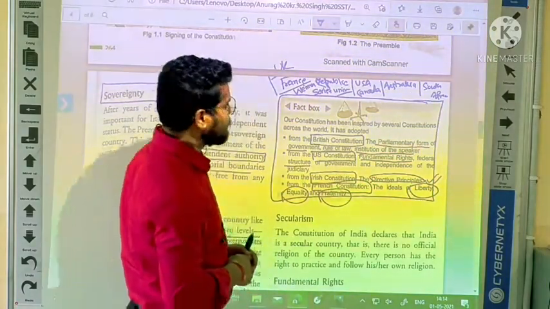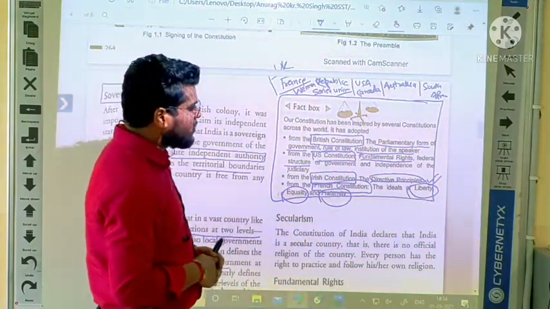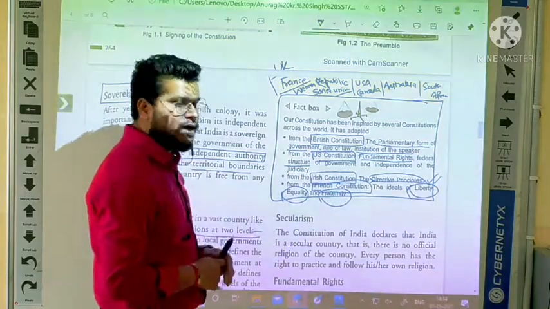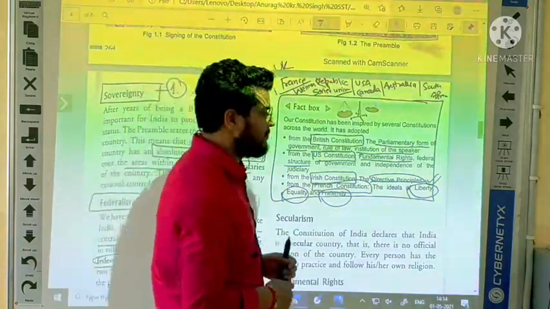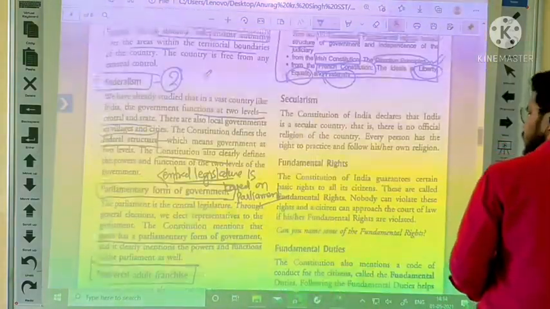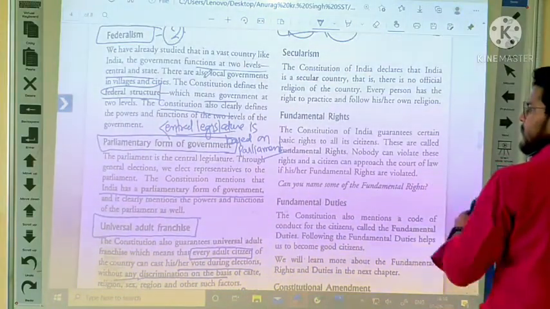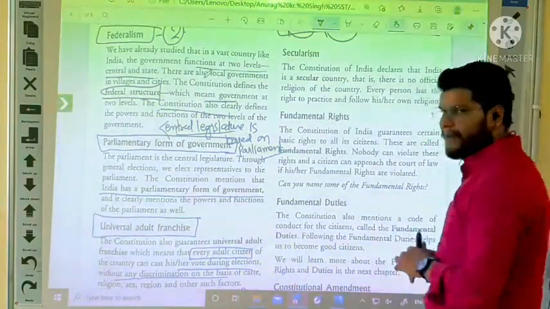Okay, so from this, students, now we come to secularism. Now we will understand the meaning of secularism, fundamental rights and fundamental duties.